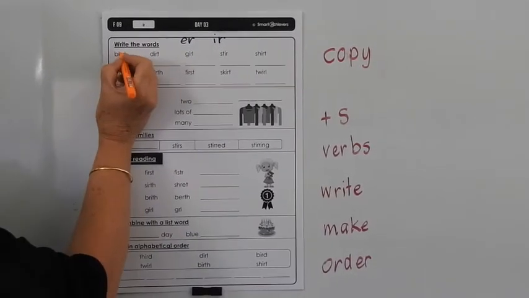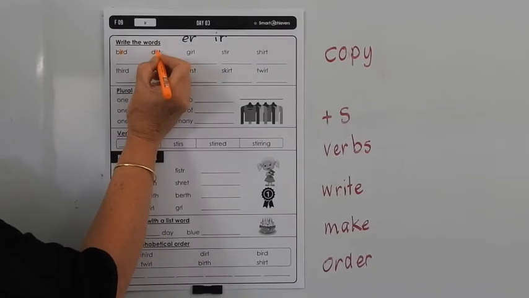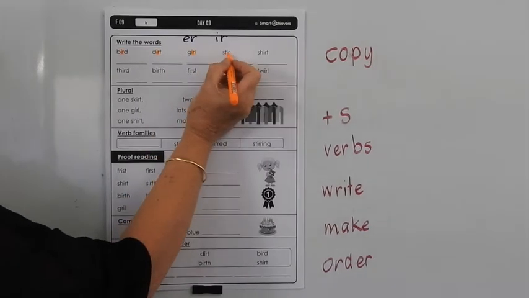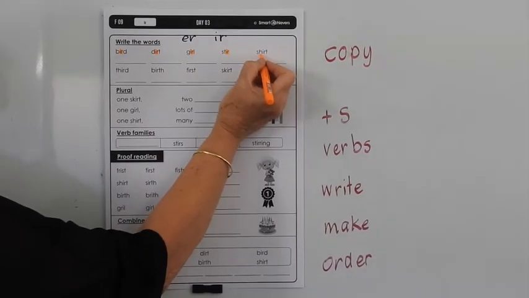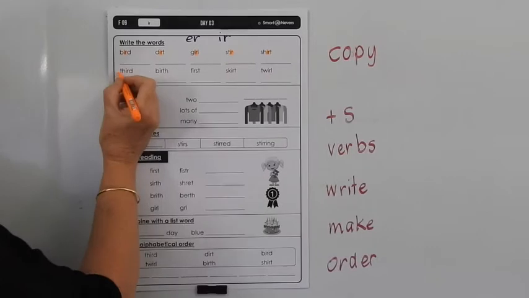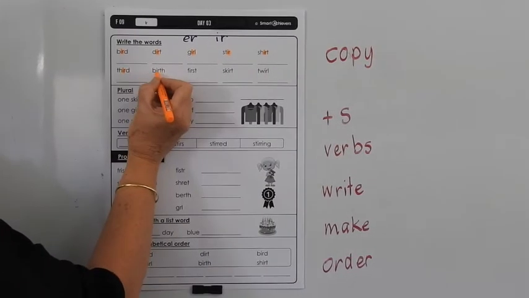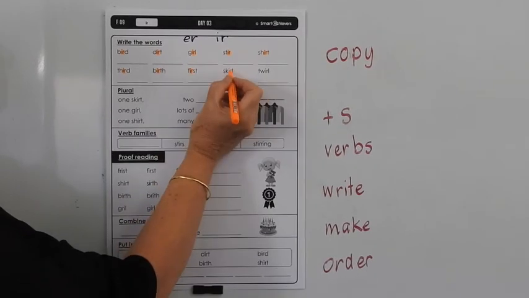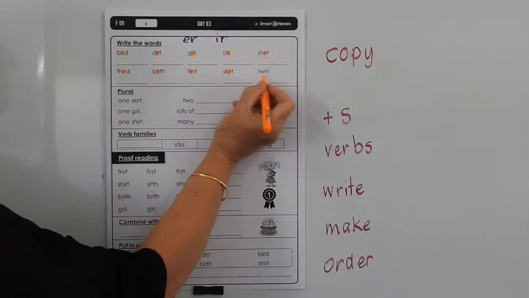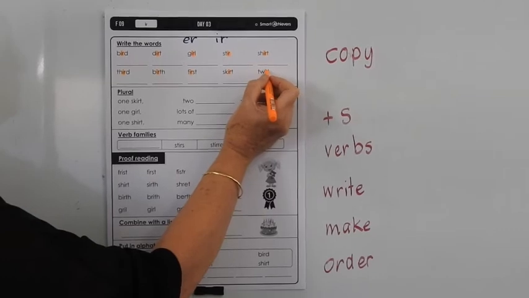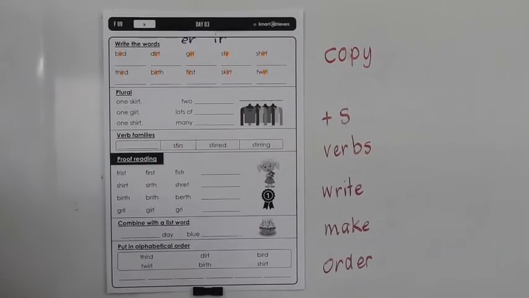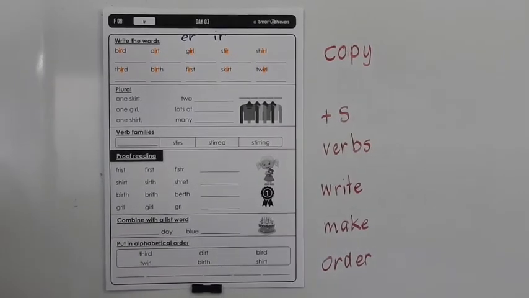We've got bird, dirt, girl, stir, shirt, third, birth, first, skirt, twirl. So then you have to go back and read the word, sound the word, spell the word, cover it and write it.